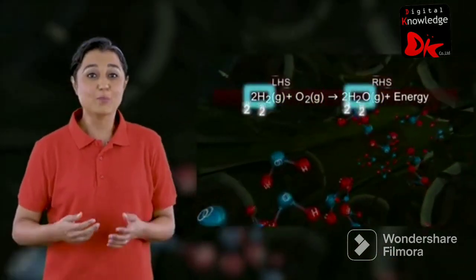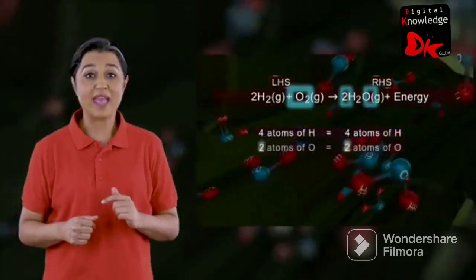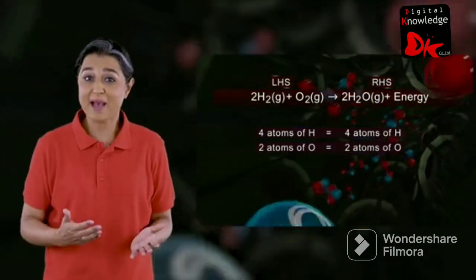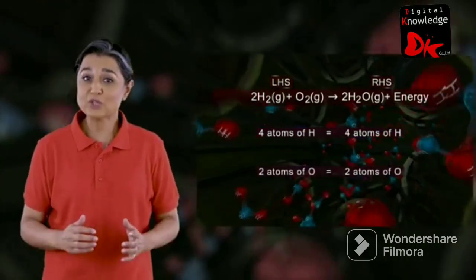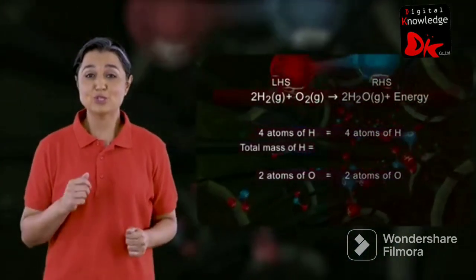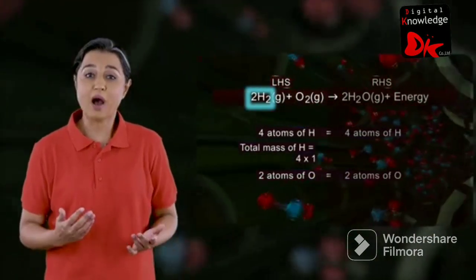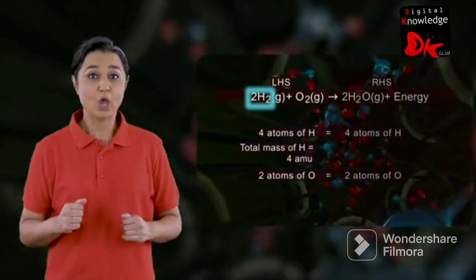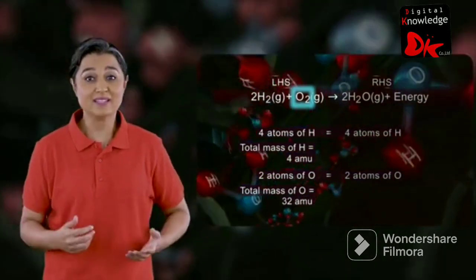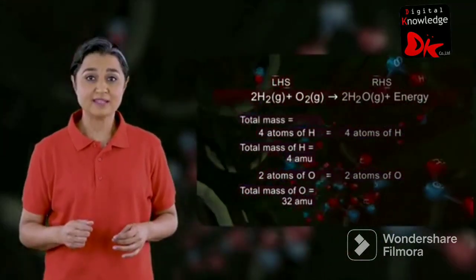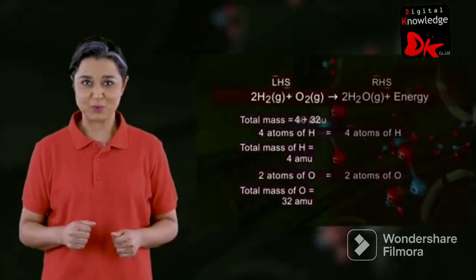As you can see, both the number of hydrogen atoms as well as oxygen atoms on LHS are exactly balanced by those on RHS. The equation also balances their mass. 2H2, that is 4 hydrogen atoms, have a total mass of 4 AMU. O2 has a total mass of 32 AMU, and hence the total mass on LHS is 4 plus 32, which is equal to 36 AMU.